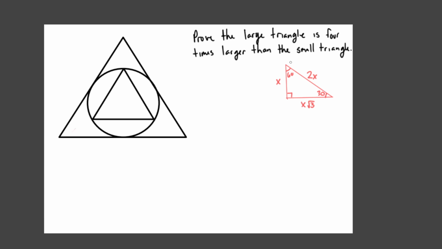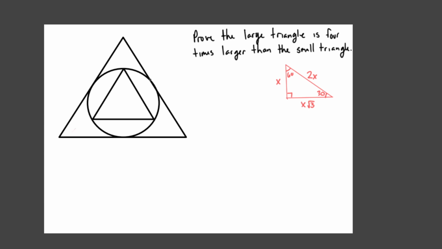We're going to be proving this using the 30, 60, 90 triangle, basically over and over again. So we have a triangle that is 30 degrees, 60 degrees, 90 degrees. We know that if the small side of the triangle is x, the hypotenuse must be double that amount, and the long side must be x multiplied by the square root of 3.